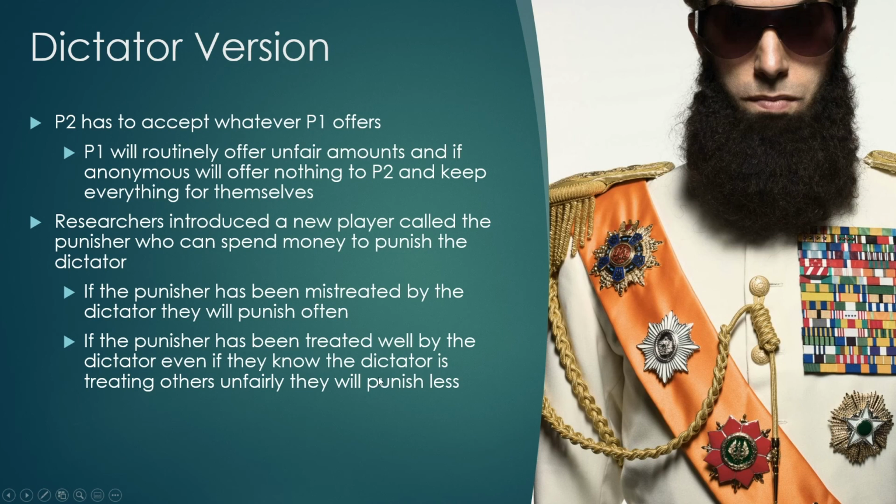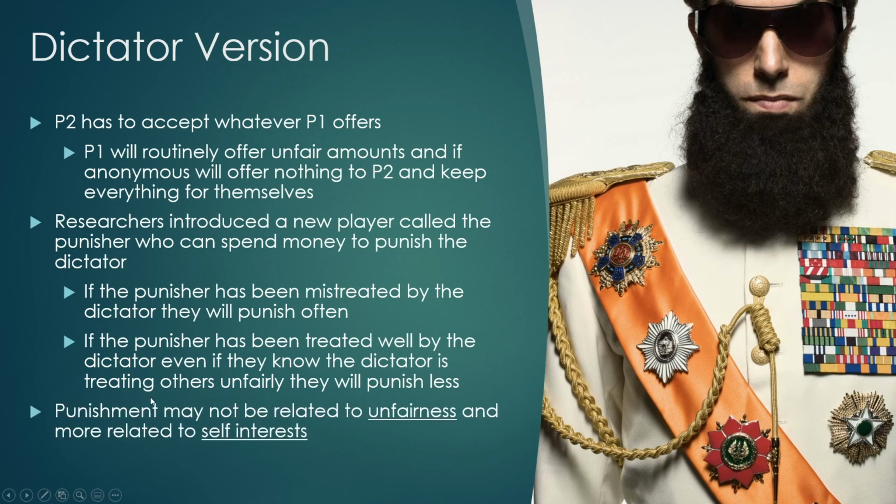punished less. And so it's this idea that punishment may not be really related to unfairness, because the dictator was still being unfair to the rest of the group. They just were being fair to the person that was punishing. And so it may just be kind of self-interest and not necessarily this global, oh, that's unfair kind of idea that people thought of at first. I thought this was kind of an interesting tidbit. There's no brain data associated with this, but I thought it was an interesting twist.